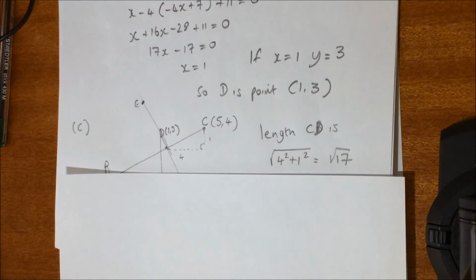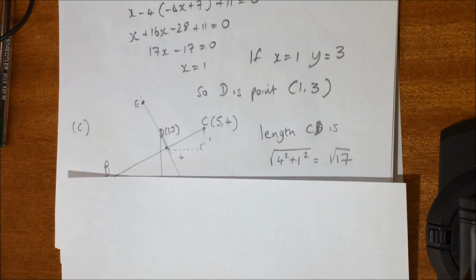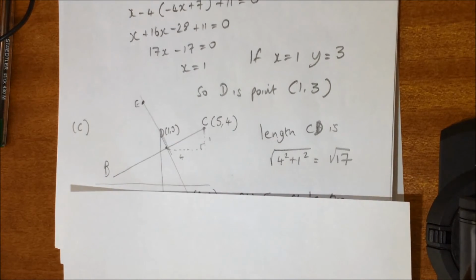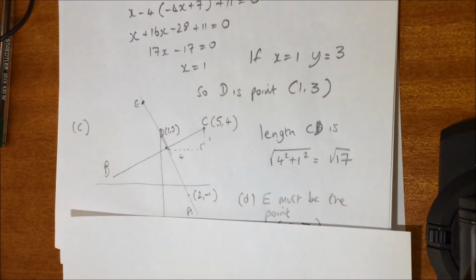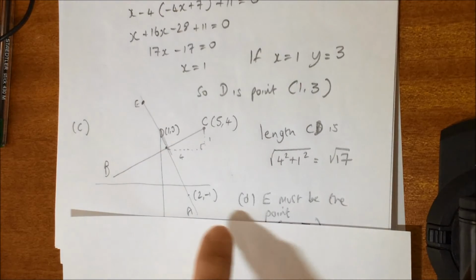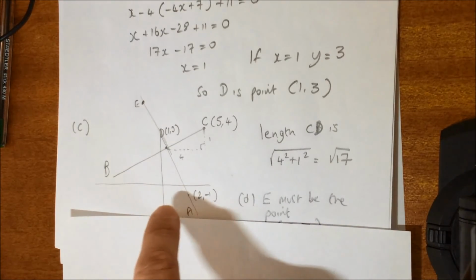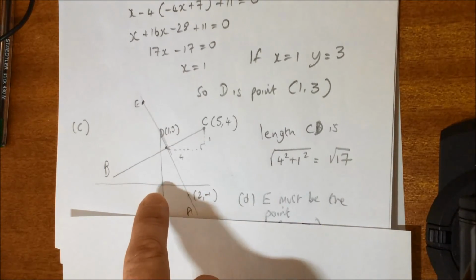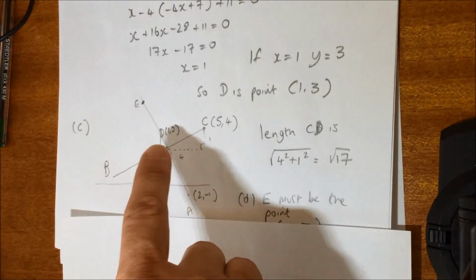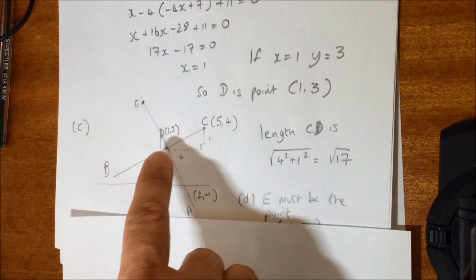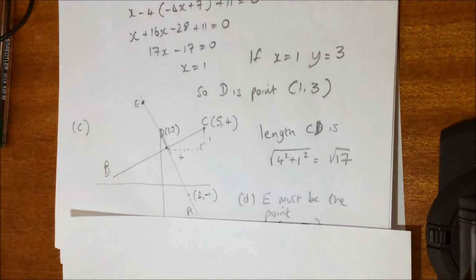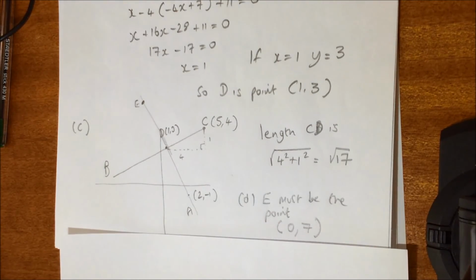For part D, the diagram shows my line extended on up to the point E. It's a really badly drawn diagram, but it was only a sketch. If point D is the midpoint between A and E, to go from A to D I've gone 1 left and 4 up. So to go from D to E, I also go 1 left and 4 up, and that's why E must be the point 0, 7. It also works backwards: with E and A, D lands up being the midpoint.